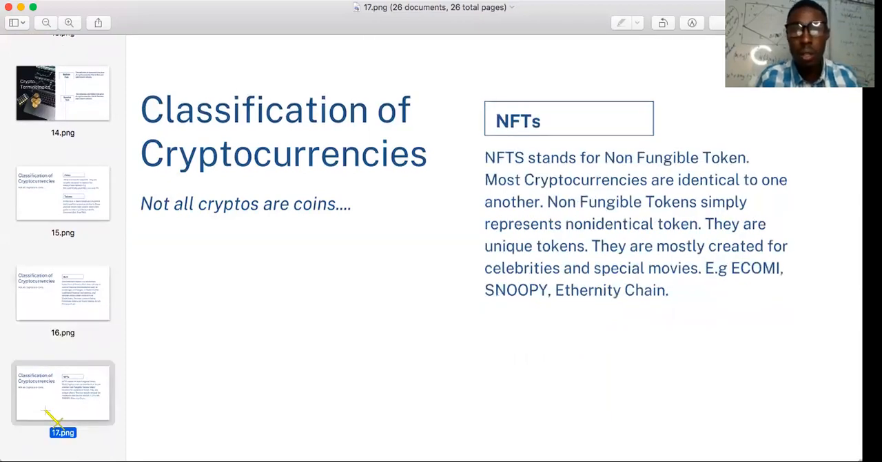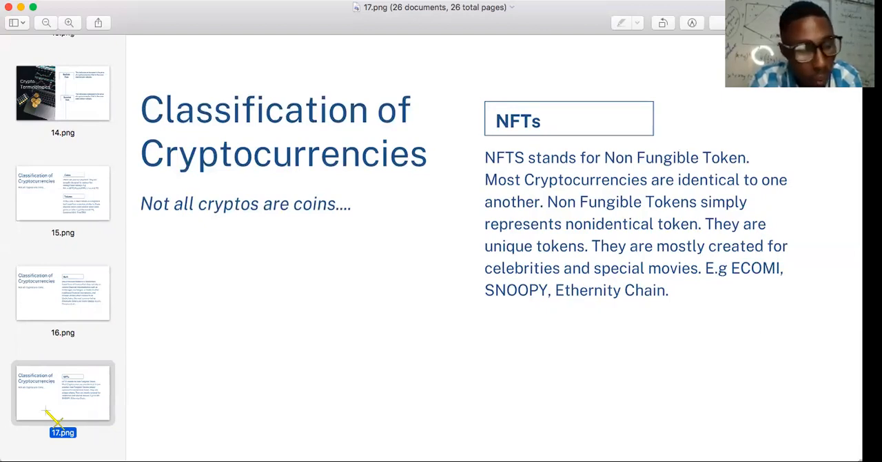The next classification is called NFTs. NFTs are now actually very hot. People are actually making money now from NFTs. NFT stands for non-fungible token. Most cryptocurrencies are identical to one another. When you say non-fungible tokens, it means original copies. You can tokenize almost everything using NFTs. You can take your pictures and tokenize them, converting them to NFTs.